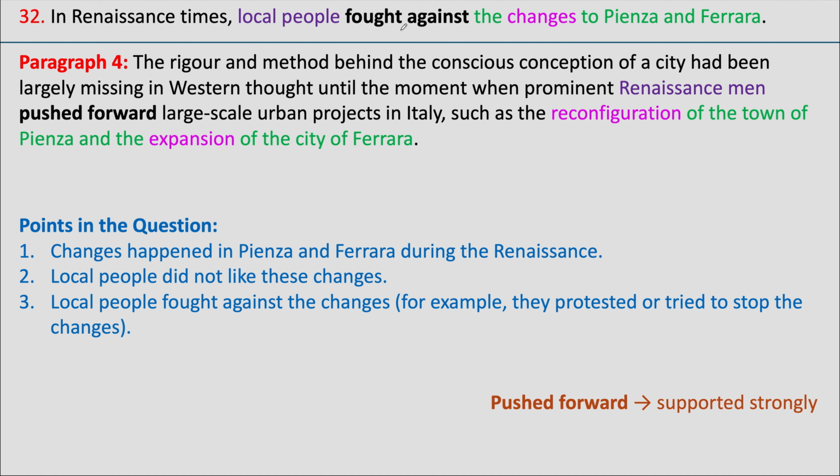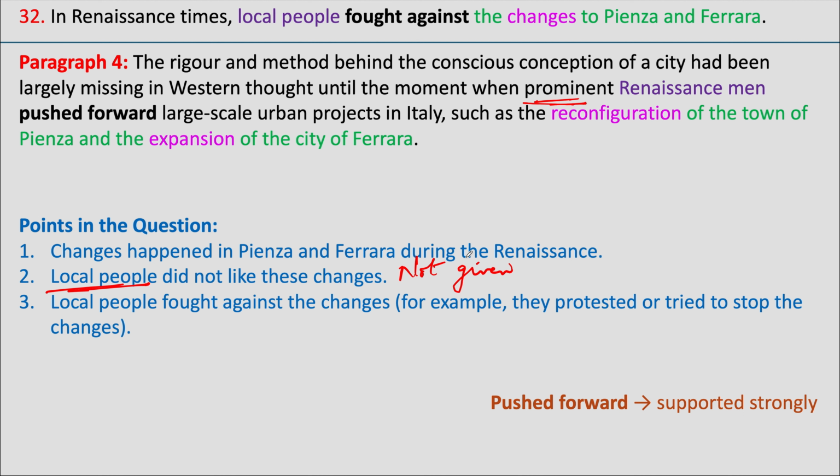This is a tricky question. If you miss prominent, you may think this means local people. Then the answer would be false. People did not fight against, they supported the changes. But the passage says prominent people, the important people supported. What did the local people think? We don't know. It is not given what the local people thought of the changes.